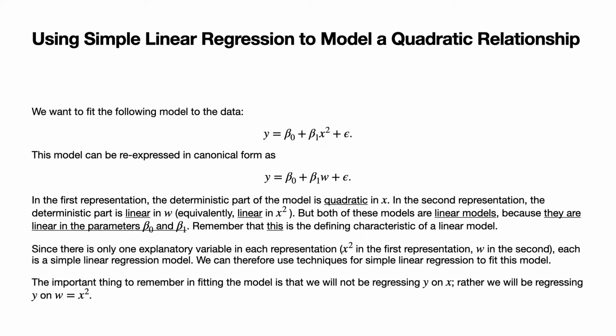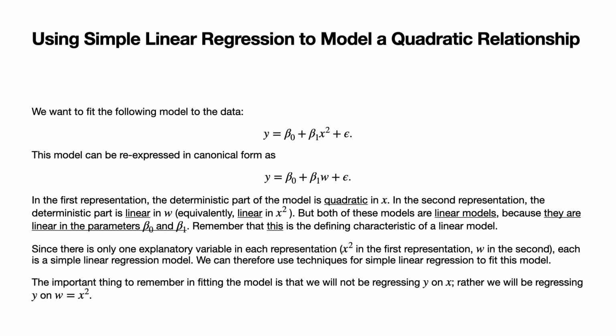We want to fit the following model to the data. Y equal to beta 0 plus beta 1 times x squared plus epsilon. This can be re-expressed in canonical form as y equal to beta 0 plus beta 1 times w plus epsilon. In the first representation, the deterministic part of the model is quadratic in x. In the second representation, the deterministic part is linear in w, or equivalently linear in x squared.